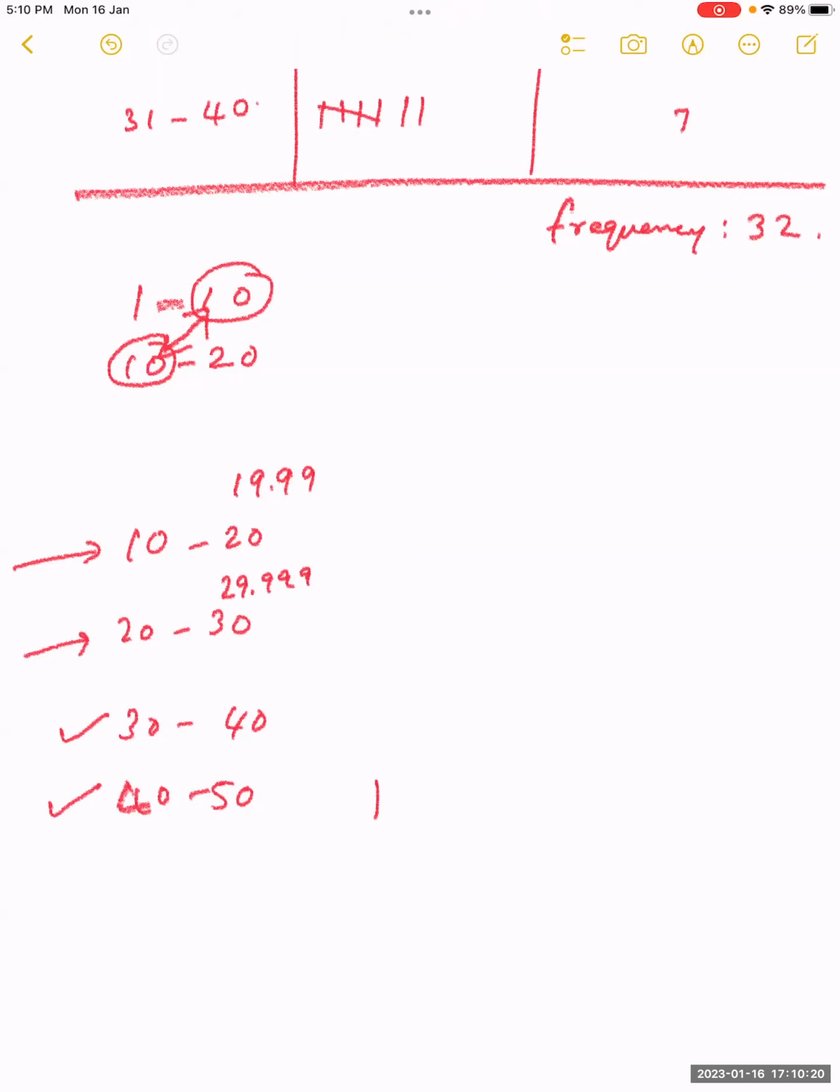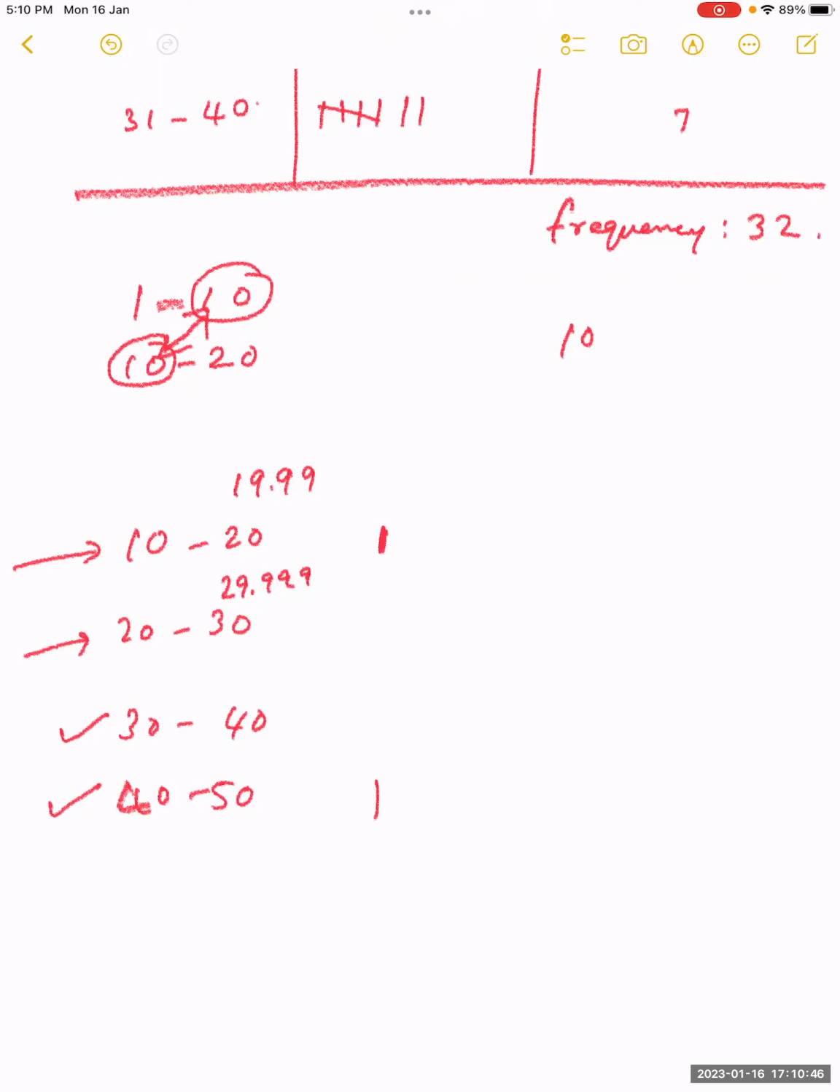Now, if I'm saying 10, where will you include it? I have shown the class intervals here. 10 will be included under 10 to 20. Yes, you will include 10 under 10 to 20. Got it? That's all. Yes, ma'am.